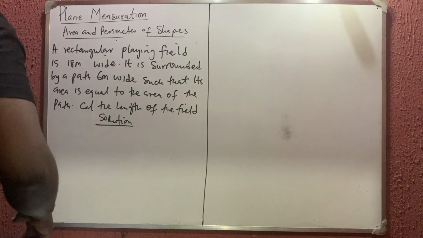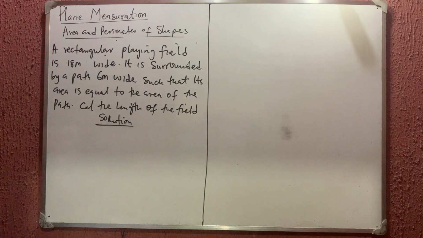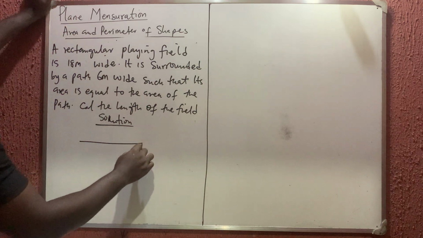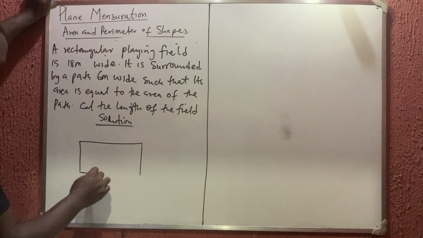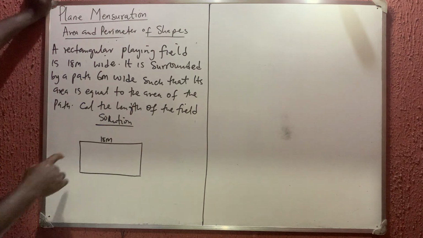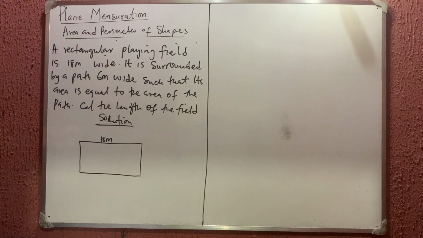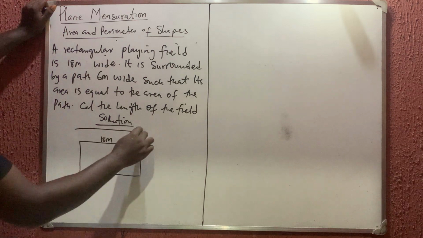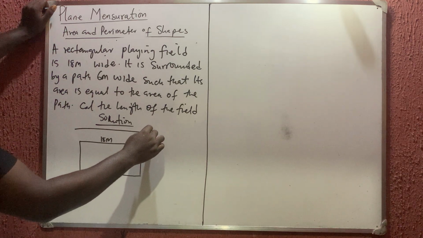Okay, so let us continue from where we stopped. The next question says a rectangular playing field is 18 meters wide. So this is the field, and it is 18 meters wide. You know that if here is 18, here is 18, obviously. They say that it is now surrounded by a path 6 meters wide.